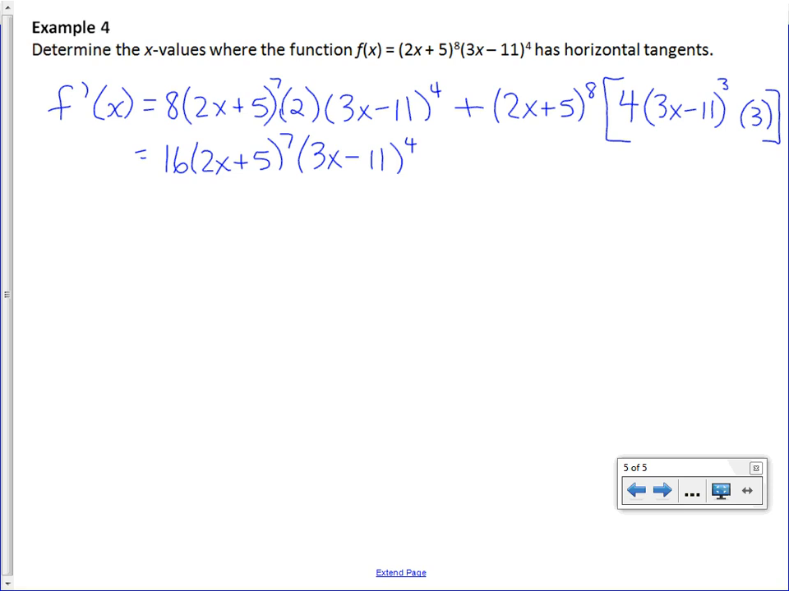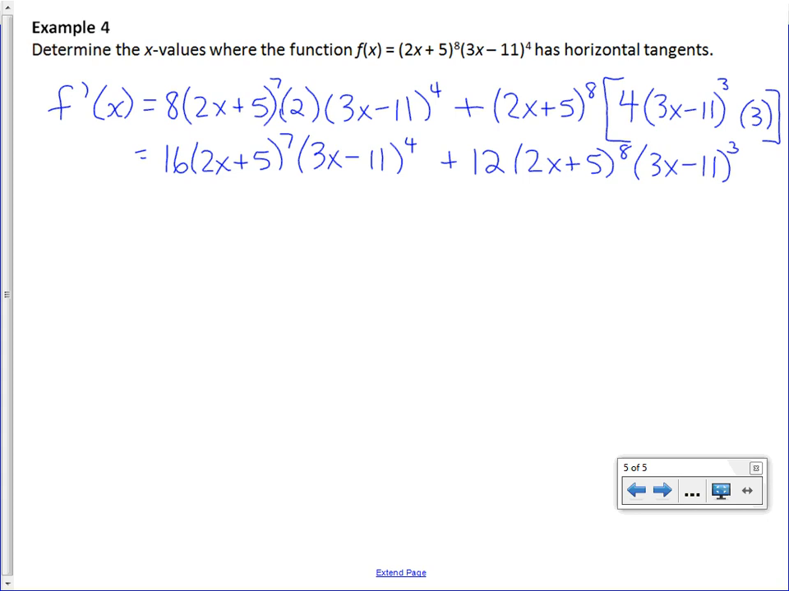In the second set, again, I have 4 pieces. 2x plus 5 to the 8, 4, 3x minus 11 to the 3 and 3. What piece can I bring out in front? 4 times 3 plus 12. 2x plus 5 to the 8. 3x minus 11 cubed. Okay.